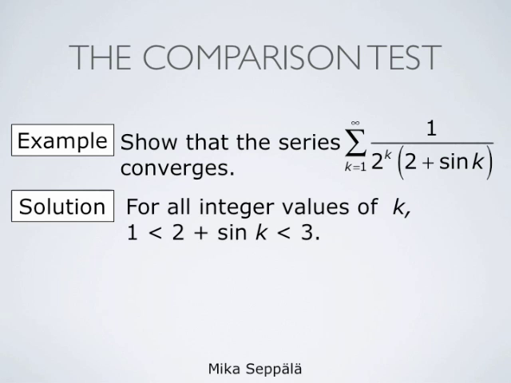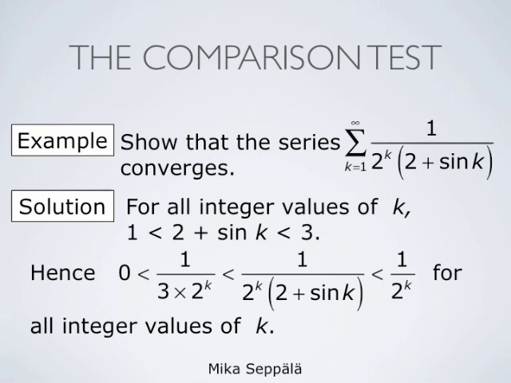And in order to be able to do that, we first observe that for all integer values of k, 2 plus sine of k is always between 1 and 3 and never reaches these bounds because for all integer values of k, sine of k is greater than negative 1 and less than 1. This means that the general term 1 divided by 2 to the power k times (2 plus sine of k) for this series is at most 1 divided by 2 to the power k. This is so because all these expressions are first of all positive, and then we replace 2 plus sine of k by its lower bound 1.